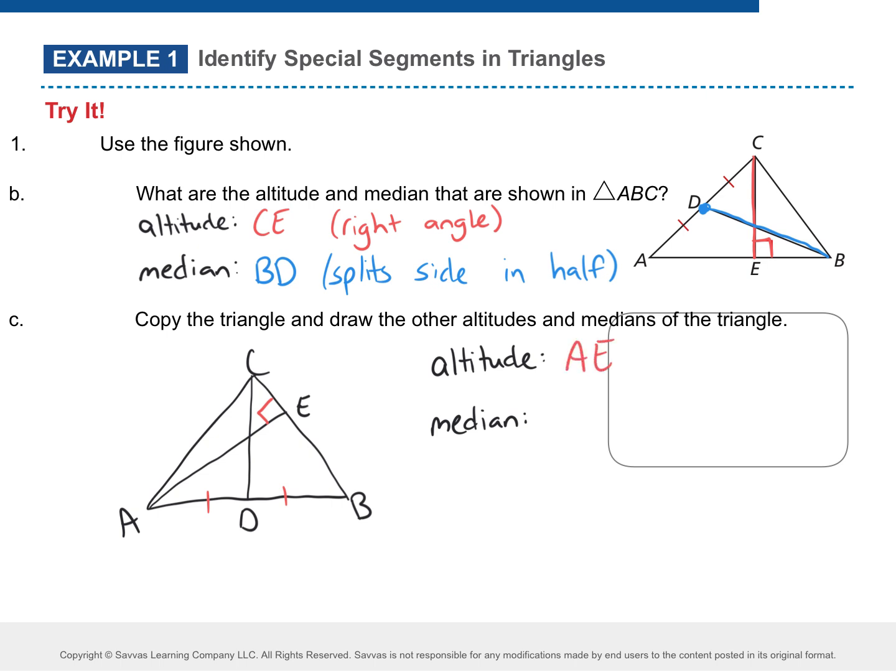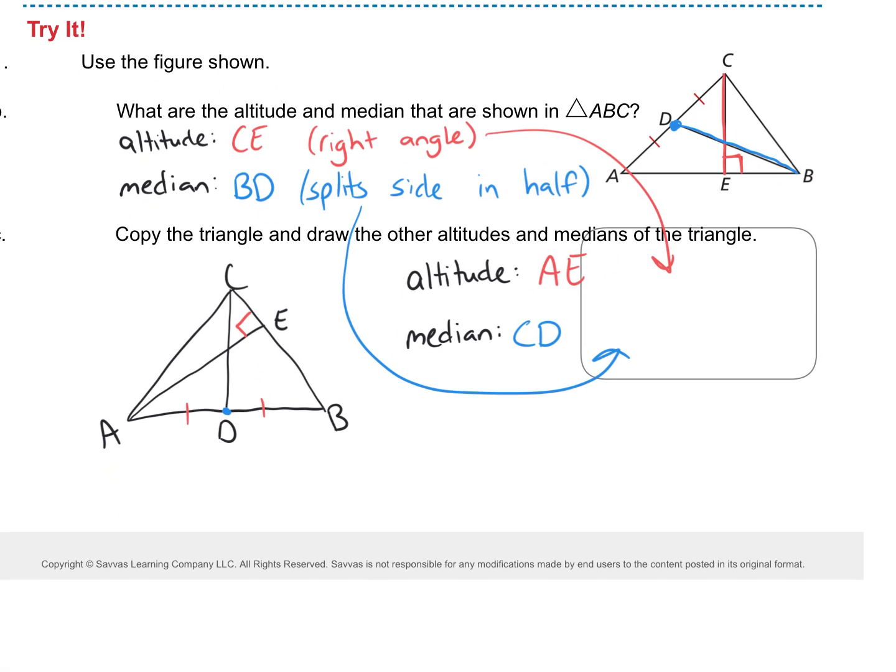AE, what was the giveaway? Again, the right angle. Okay. What is the median? CD, again, giveaway. It's the middle, right? It splits that side in half. Okay. You do not have to write this down unless you want to.